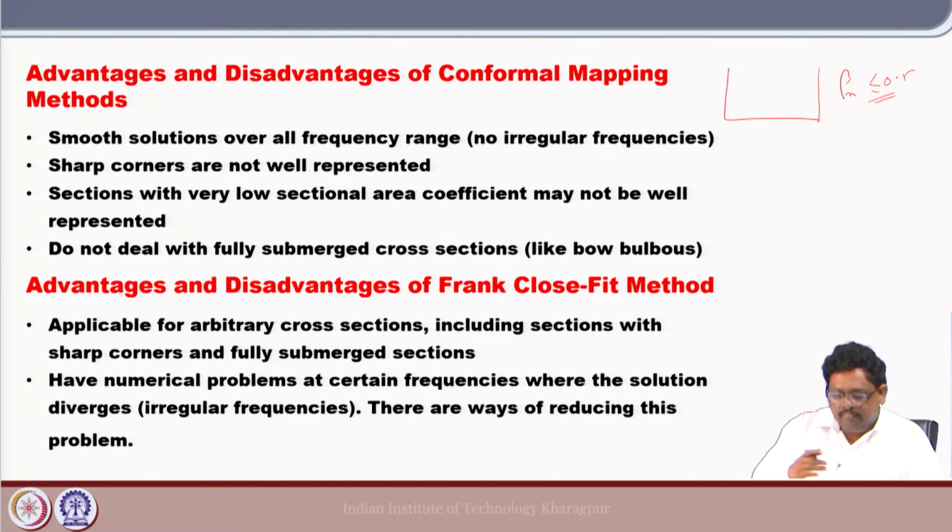On the other hand, we have the Frank-Close-Speed method. It does not depend on what your cross sections are, you can apply it everywhere. You can even use it for sharp corners. However, we have the problem of the irregular frequencies. At some frequencies the solution may blow up, giving numerical instability, etc. Okay.